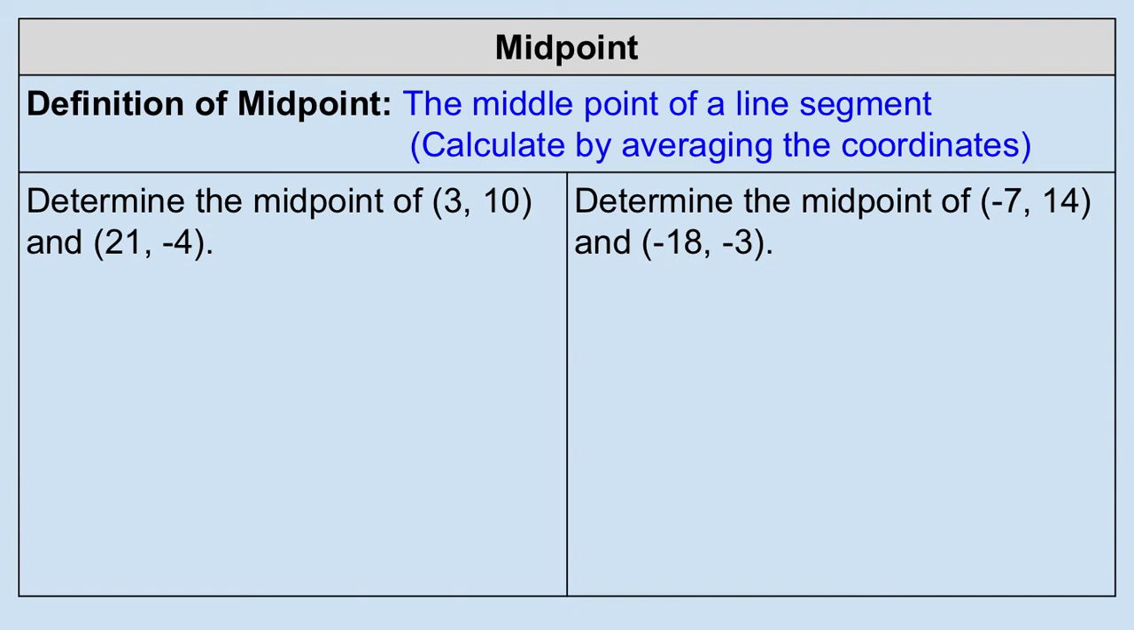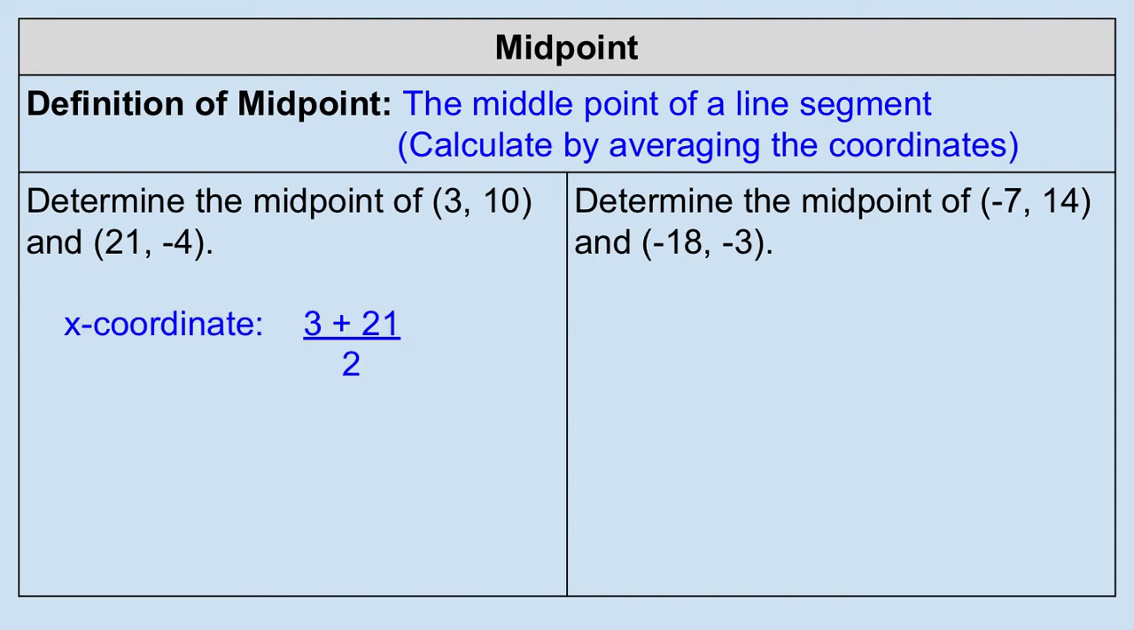So let's do the first example. As I go through these, if you feel like you need to pause the video at all, do that whenever necessary. So here is the start for the x coordinates. So you can see that what I'm doing here is adding my x coordinates 3 and 21 together and then dividing by 2. So 3 plus 21 is going to give us 24. 24 divided by 2 is going to give us 12. So 12 is the x coordinate for our midpoint.